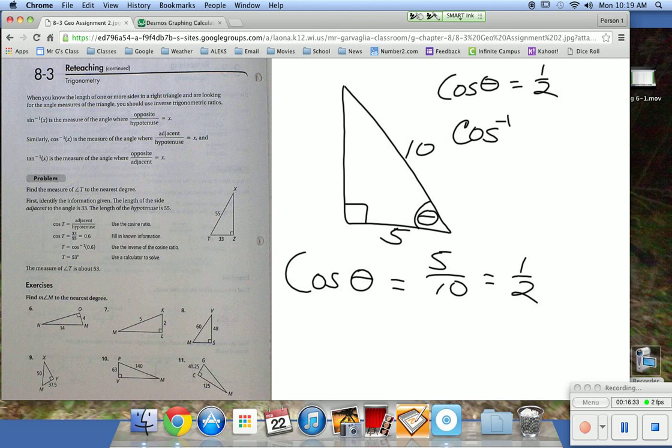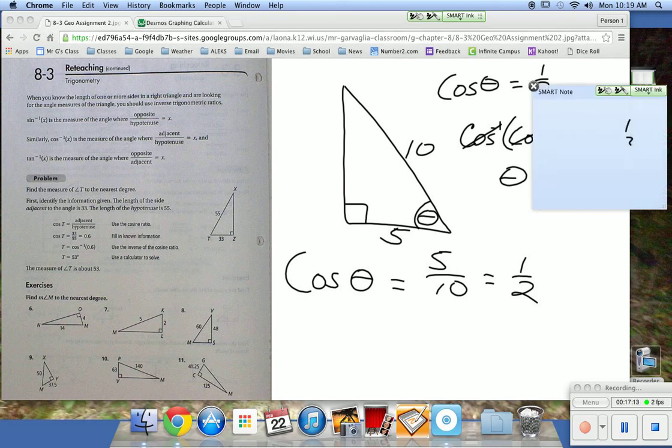Here's how this works. The cosine to the -1 is the inverse, the opposite of cosine. So if I apply cosine to the -1 to cosine of theta, this just equals theta. These cancel each other out. So whatever I do to one side, I have to do to the other.